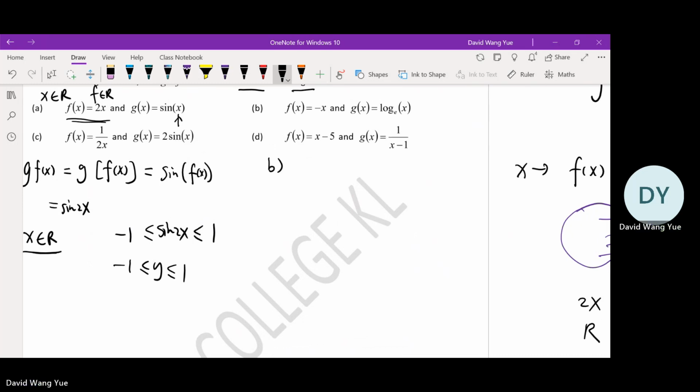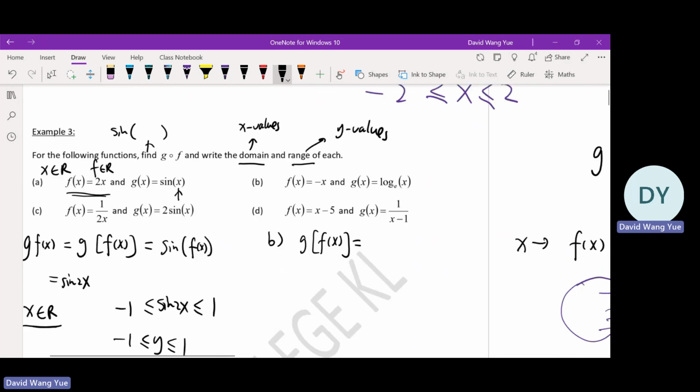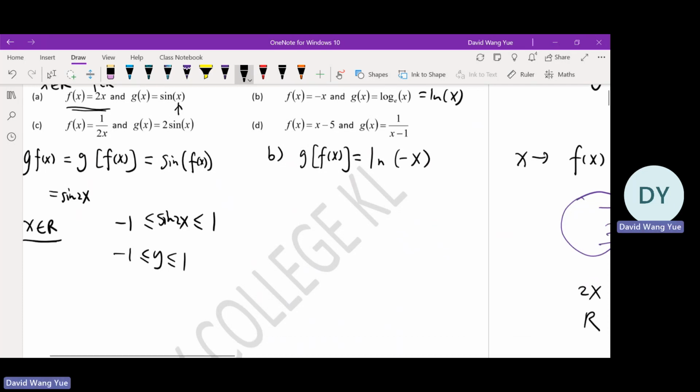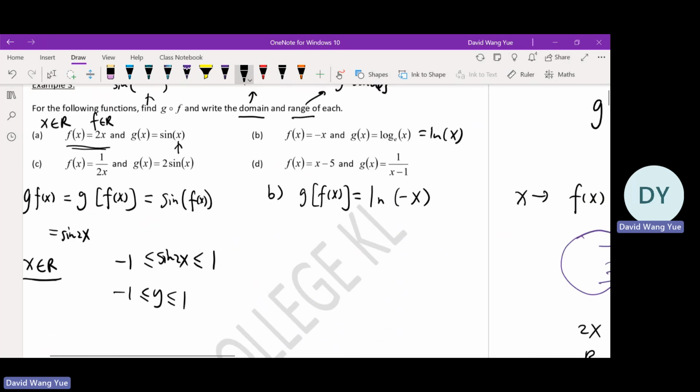Part B, g(f(x)). Now I have shown you a few examples of finding g(f(x)), so here I just go a bit faster. Logarithm of x to the base e is ln x. Sub minus x into it, so you get ln(-x).